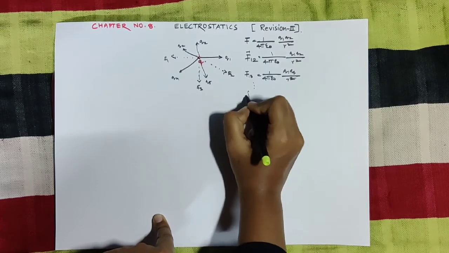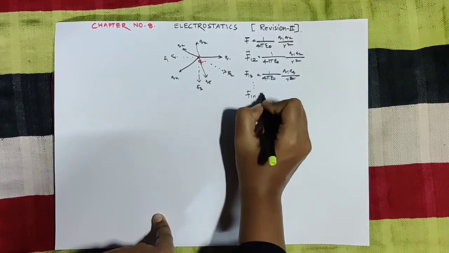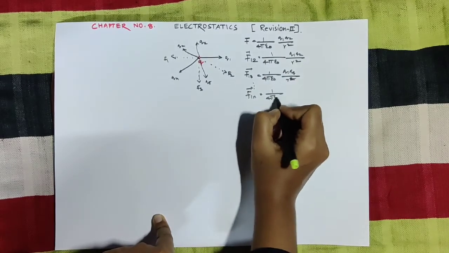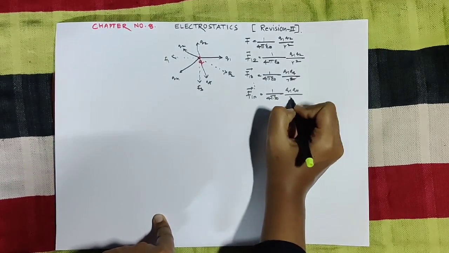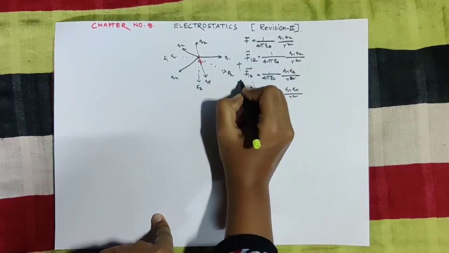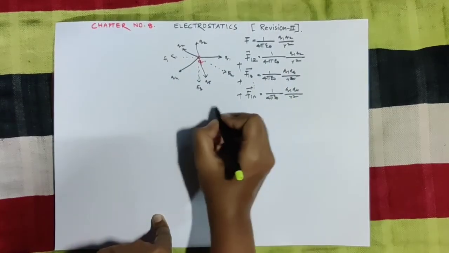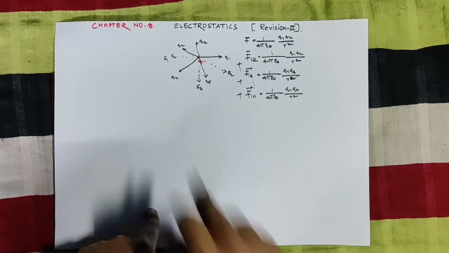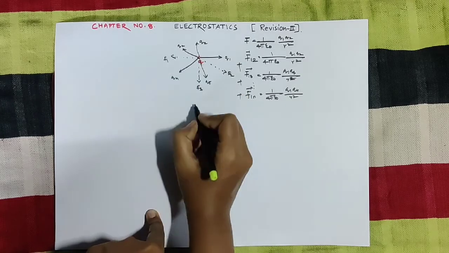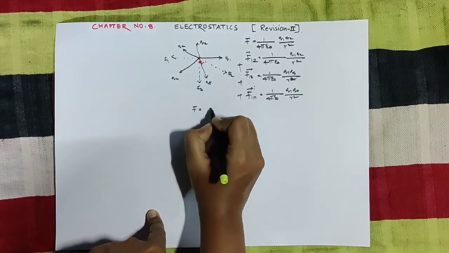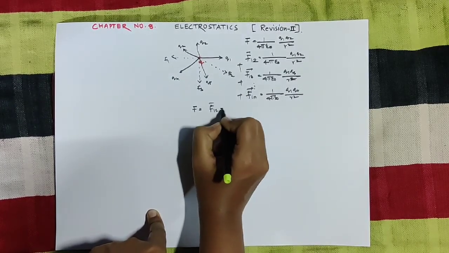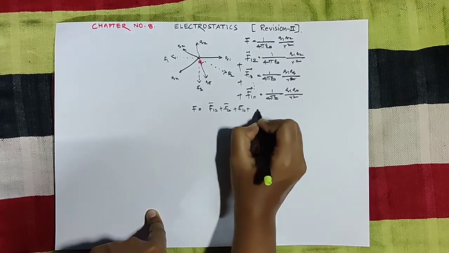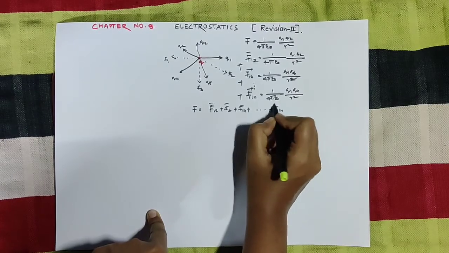In case of n number of charges, we represent F1n, which in vector form is 1 upon 4 pi epsilon naught Q1 Qn upon R square. And if we take the sum of all the forces, we get the resultant force exerted on charge Q. So we can write F is equal to F12 plus F13 plus F14 up to plus F1n.